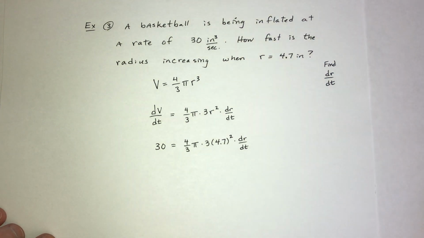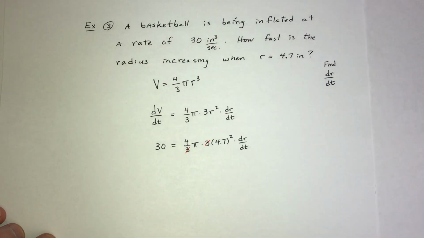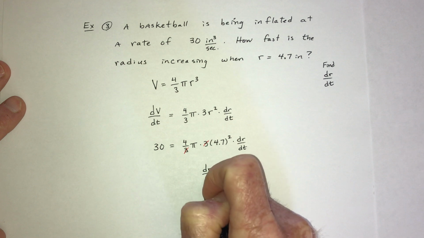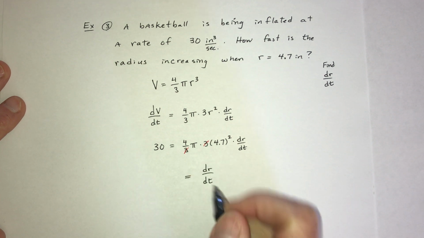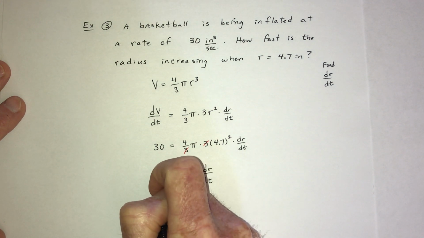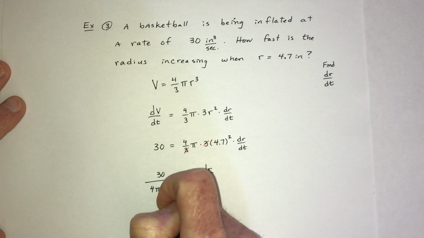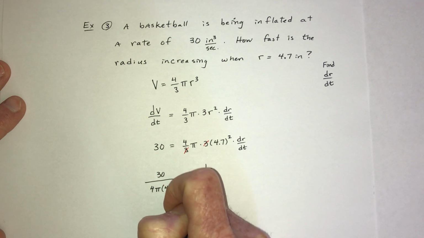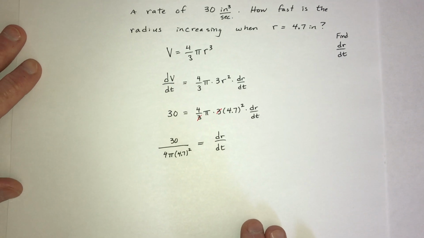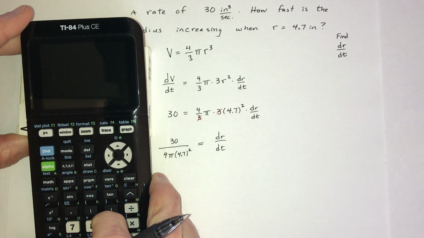All right. Oh, look, these 3's can cancel. Time for a red pen. And then to solve for dr dt, all we need to do is divide by 4 pi and also this. So it's going to be that 30 gets divided by a 4, a pi, and also a 4.7 squared. And then calculate.